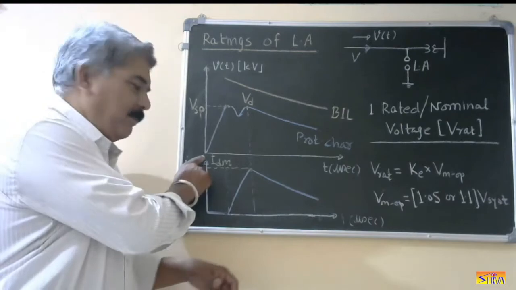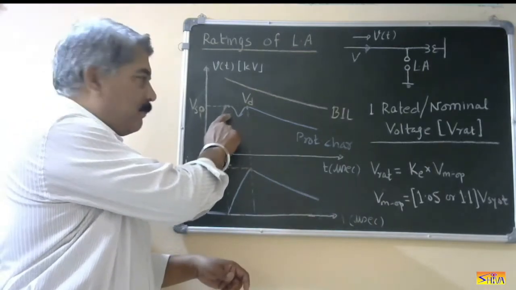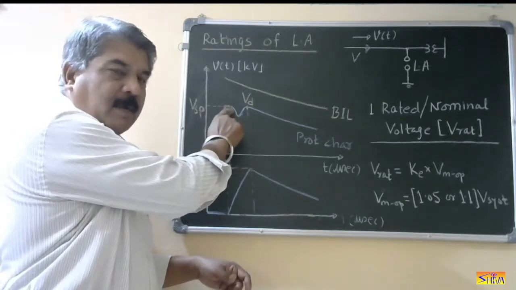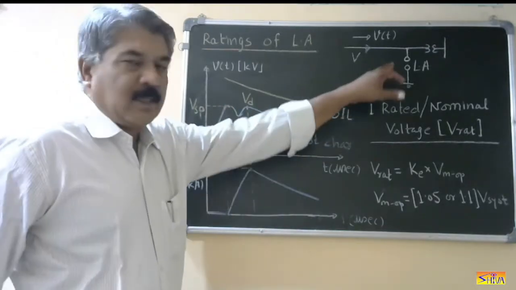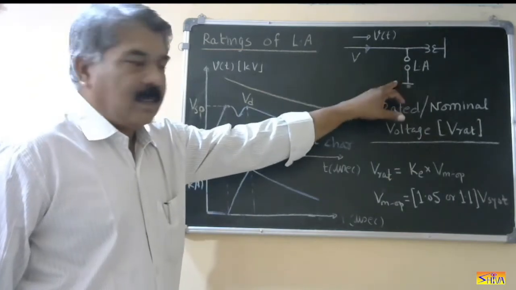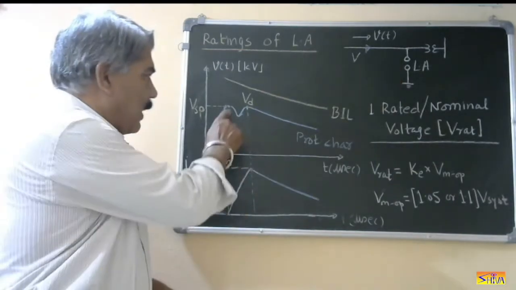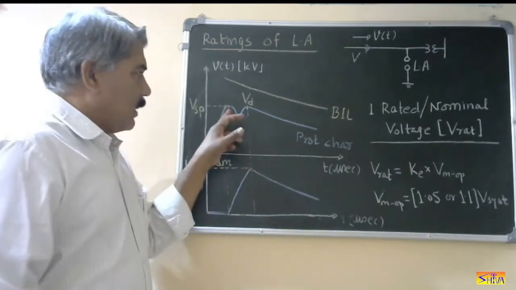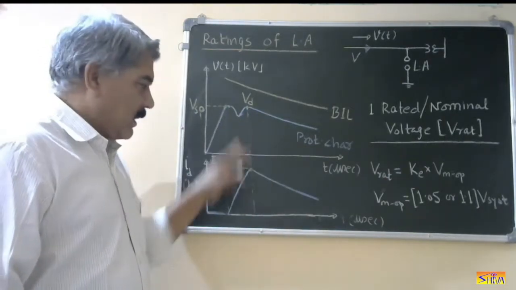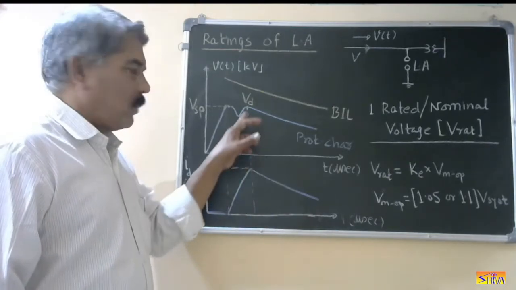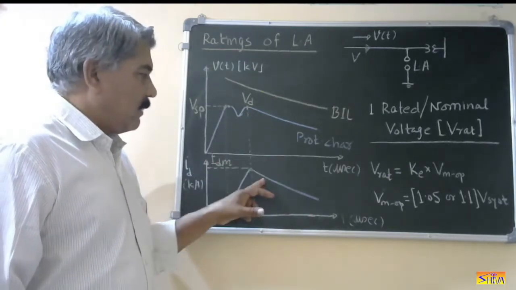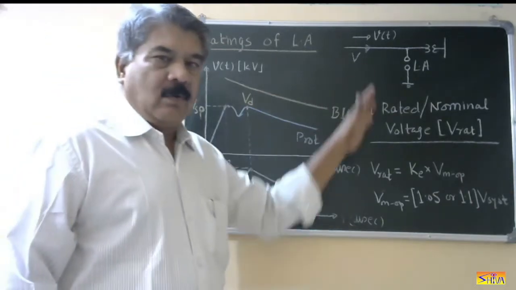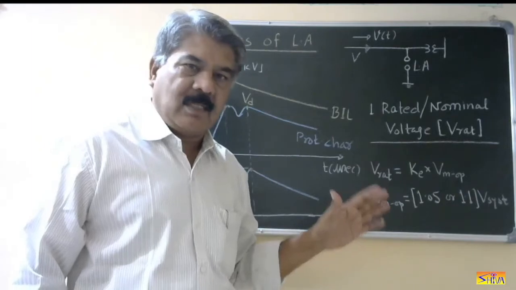Let us say this is the lightning overvoltage coming, and at this value, that is the impulse spark over voltage, the lightning arrestor sparks over. So there will be discharge of lightning current. As soon as it sparks over, the discharge current starts flowing, and there is a sudden reduction in the voltage. Then current as well as voltage both increase, then both start reducing, and finally the lightning overvoltage is discharged. So this is the mechanism.